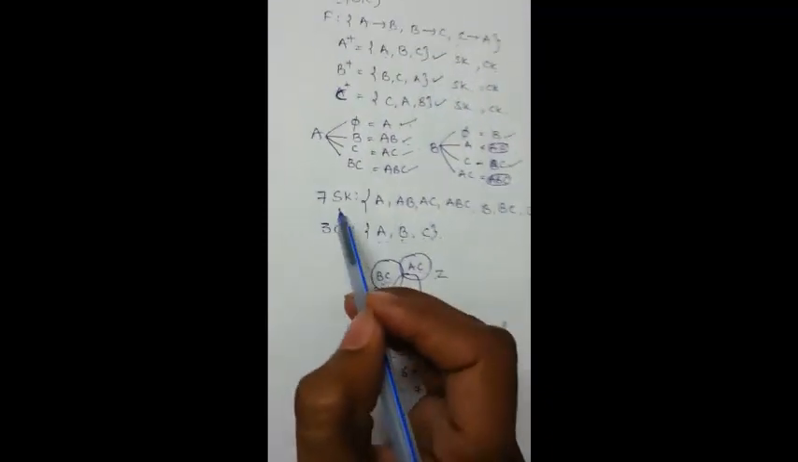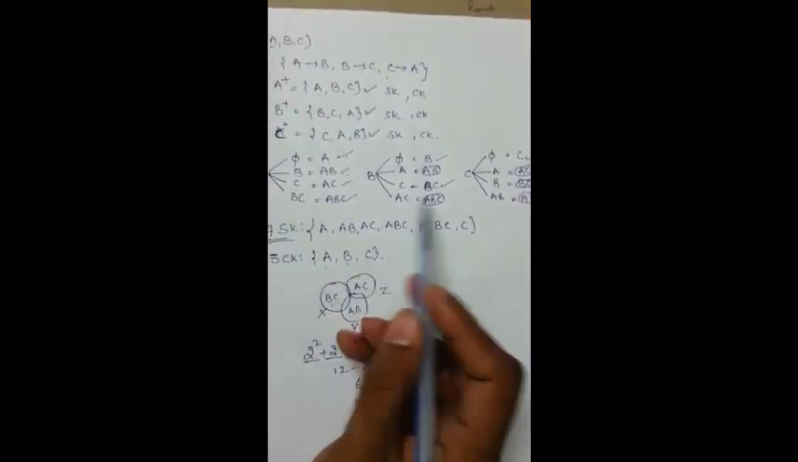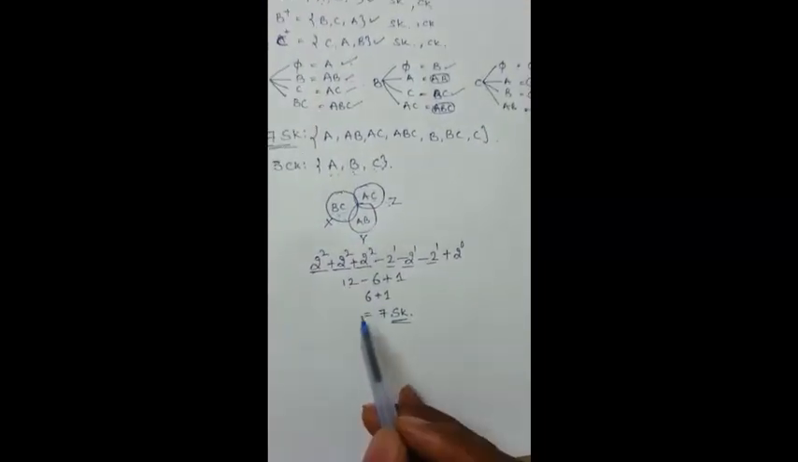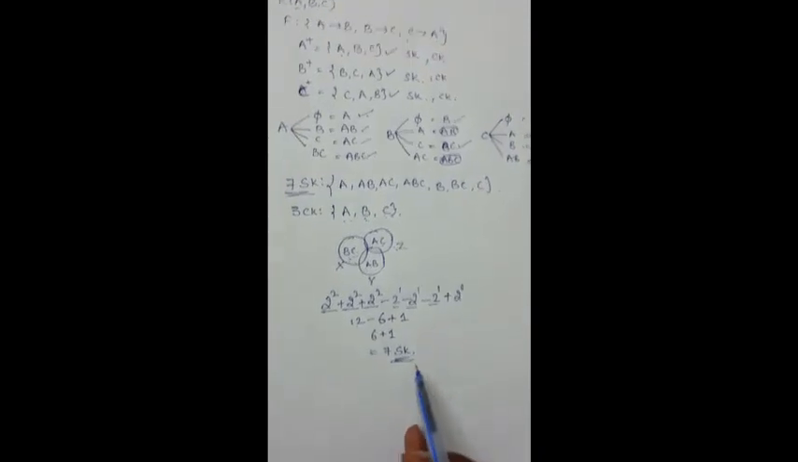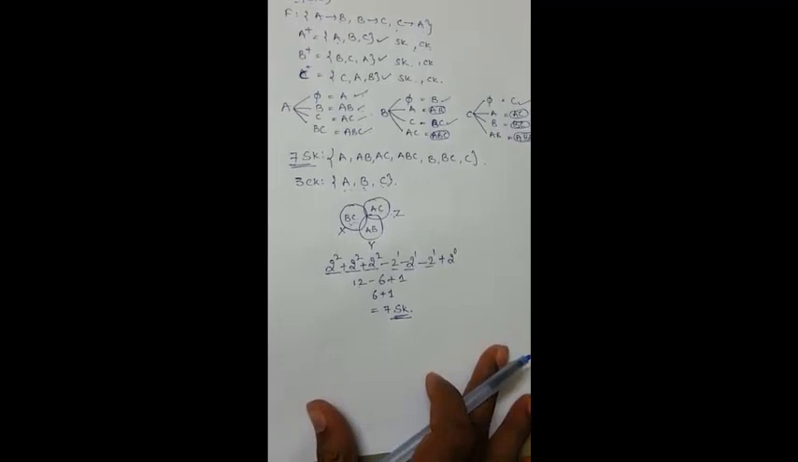It is matching exactly what we calculated using the simple method. So that is matching with the set theory method. This is a way you can calculate the number of super keys of a relation.